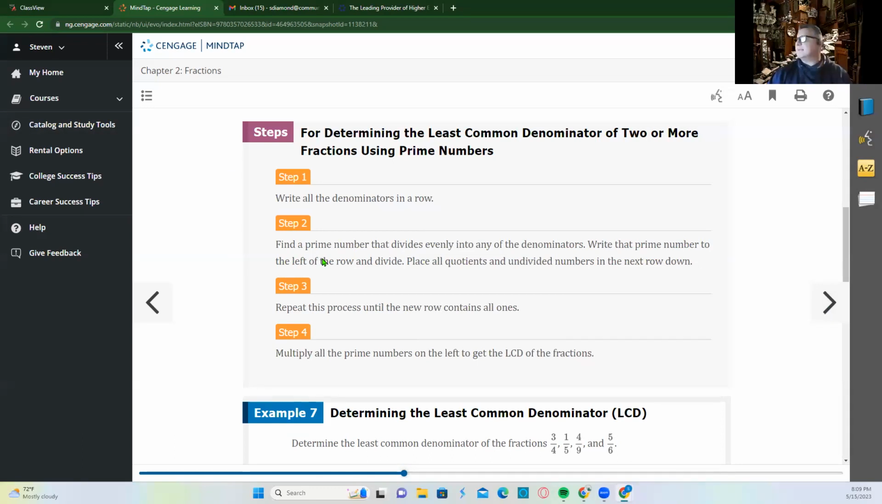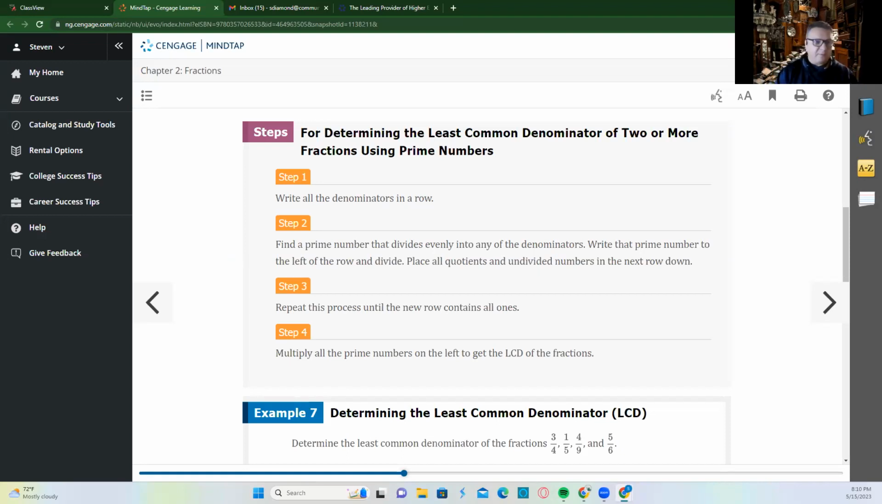Find a prime number that divides evenly into any of the denominators. So remember, we're only dealing with prime numbers. That's what we're concerned with. Anybody have any questions on prime numbers? Everybody know what a prime number is? It's okay to say no, but we can cover it real quick. Kelly, I saw you kind of had a look. No? Okay.